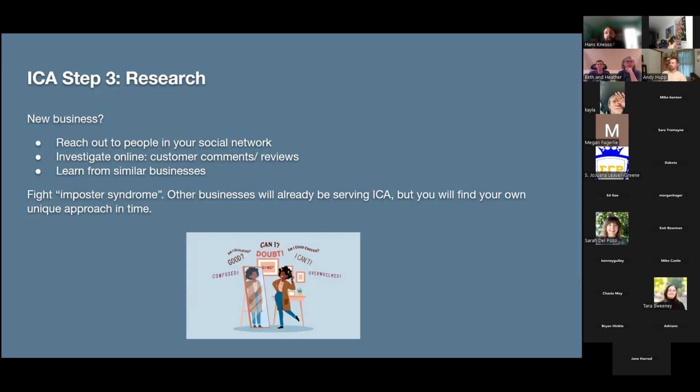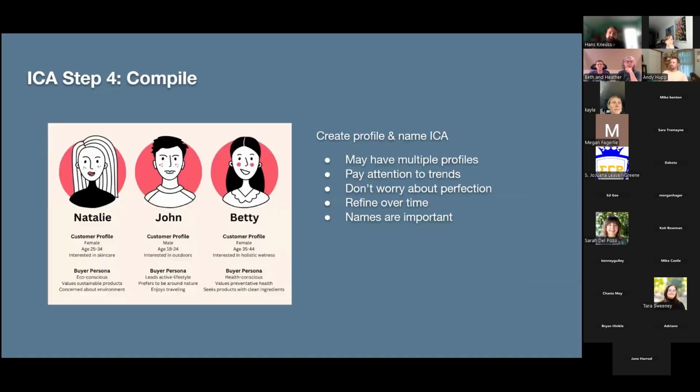And really fight that imposter syndrome. Yes, you're not going to know everything starting out. Other people are going to already be serving your ideal customer, but over time, you're going to be able to figure this out and really grow your business. So once you have all this information together, you want to compile it into an actual profile. You're probably going to have multiple profiles with your different customer types. Really pay attention to the trends and what you discovered in your investigation. It's not going to be perfect. It's going to take some time and going to evolve over time.